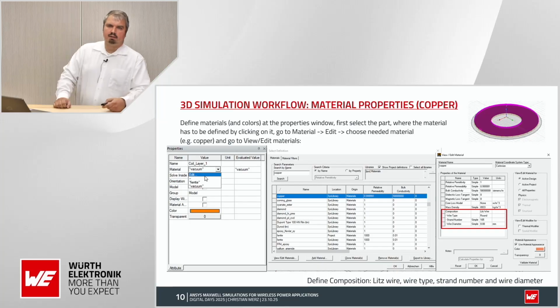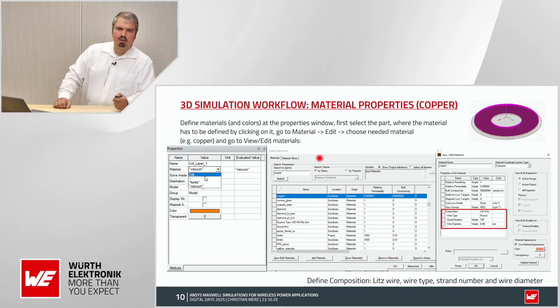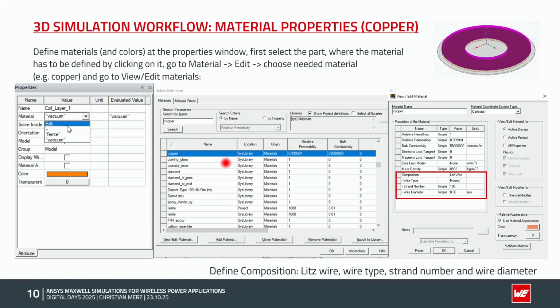And then in the next step, we have to define the material properties in the property window. For this, we just select the two layers. And then we go in the property window to edit. And then we choose copper.